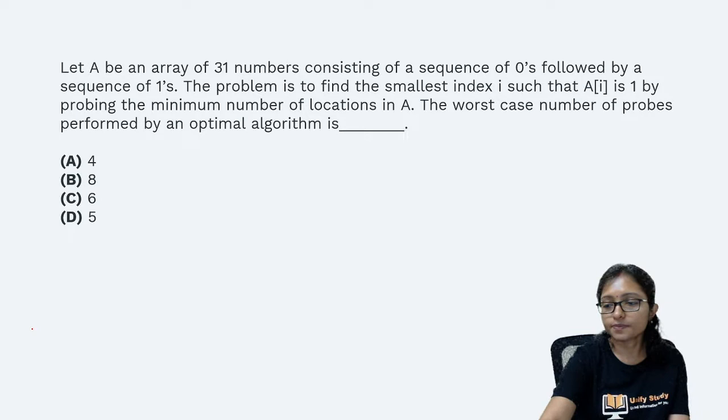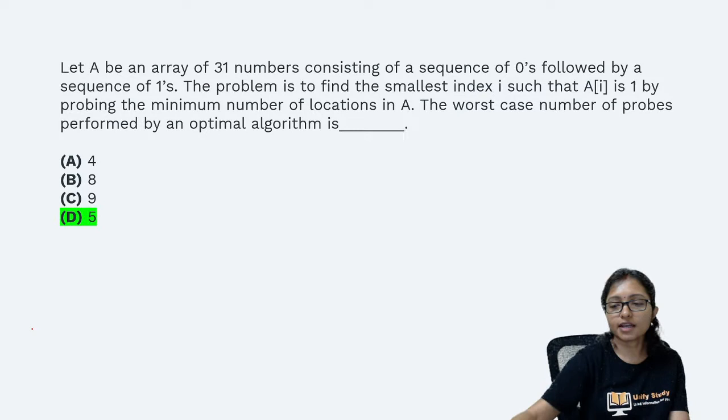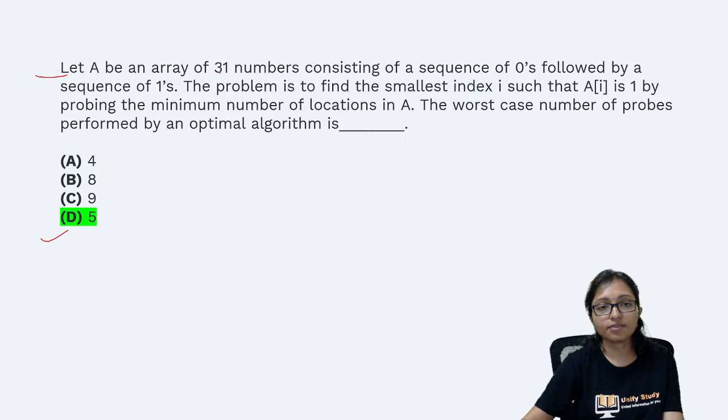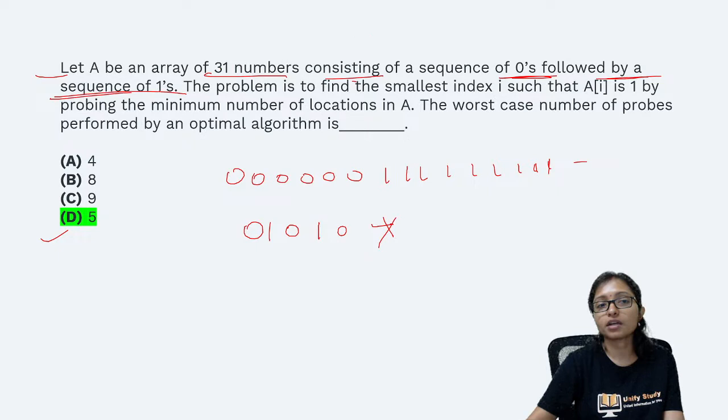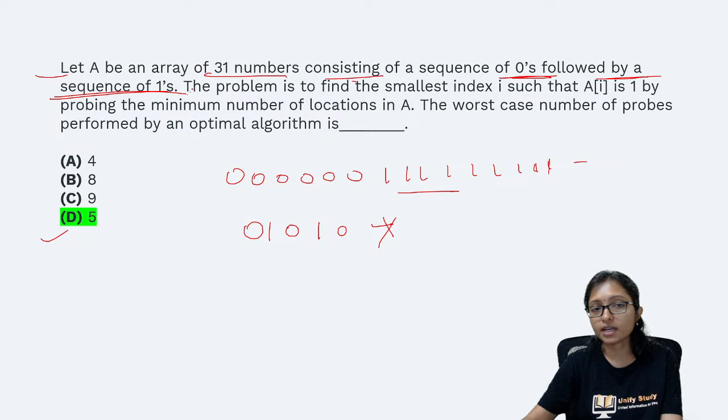Okay, answers are coming. Yes, so option 5 is the correct answer, because it is given here that a 31 number sequence consists of zeros followed by some sequence of 1s. So your number is like that, so many zeros, after that so many ones, but it cannot be mixed like 0 1 0 1 0. It is not possible, because it is given that zeros are followed by 1s. Whenever 1 starts, after that 0 cannot come. Now the problem is to find the smallest index i of 1, that is, I need to find the first one.